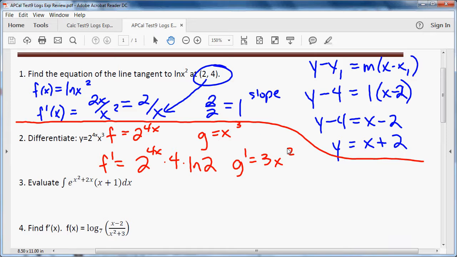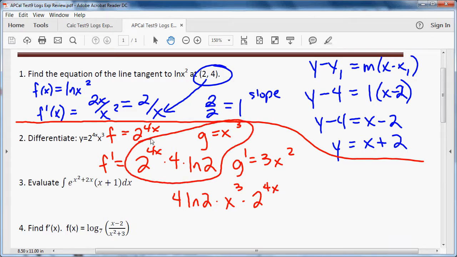So now I do f prime times g. So I'm going to do 4 natural log of 2 times x cubed times 2 to the 4x. So that's multiplying these pieces right here. And if you write yours in a different order, that's fine. It's all multiplying, so it's okay as long as you have all those pieces.